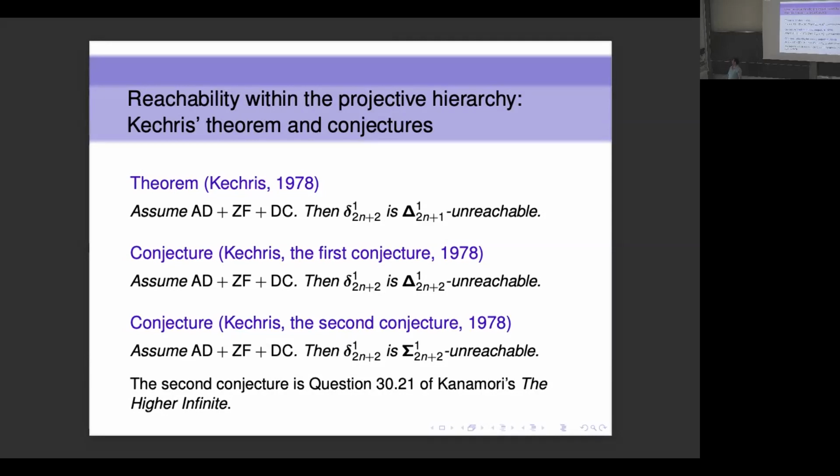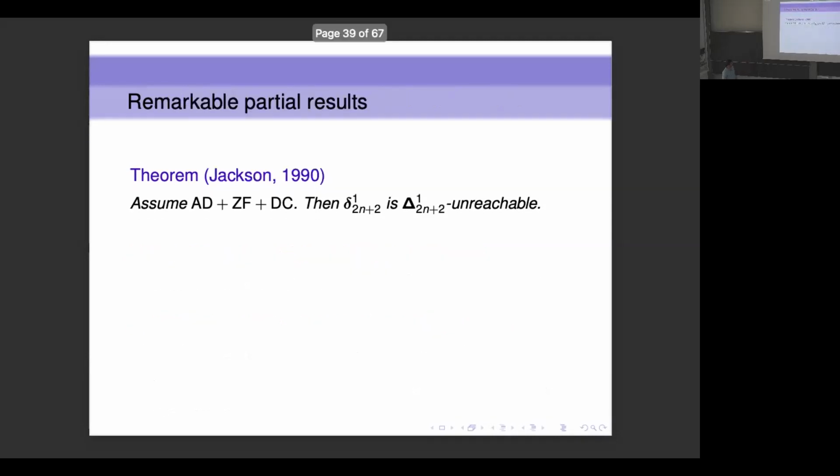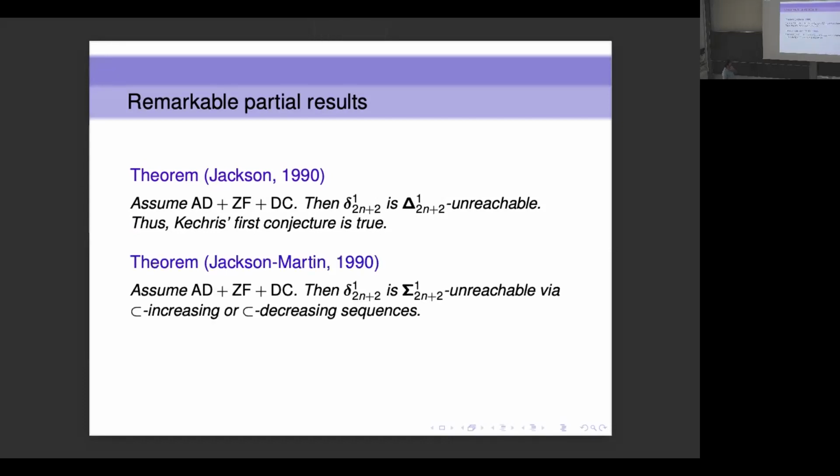Okay, so that's '78. Now we go to the 90s. In the 90s, Jackson proved delta 1, 2n plus 2 is delta 1, 2n plus 2 unreachable, which was the first conjecture. Jackson and Martin showed this earlier, I think, but Jackson then found a mistake in the proof and reproved it in the 90s. He basically proved Kechris' second conjecture for increasing and decreasing sequences. And this theorem is useful in calculations of deltas. So there's an application for this theorem.